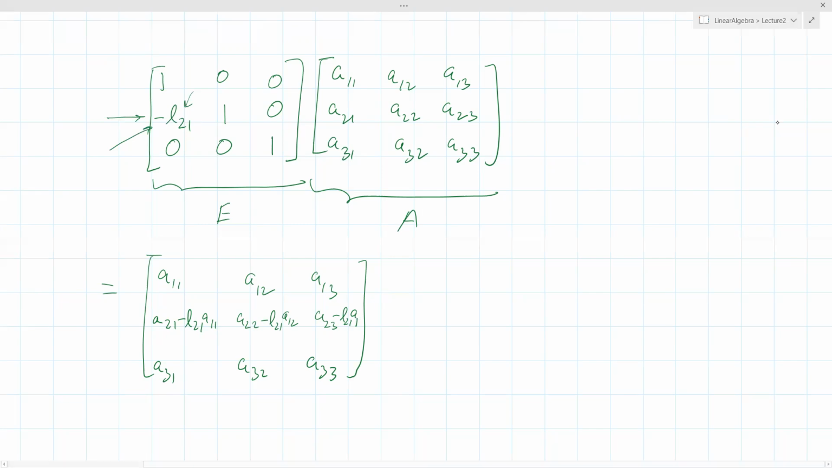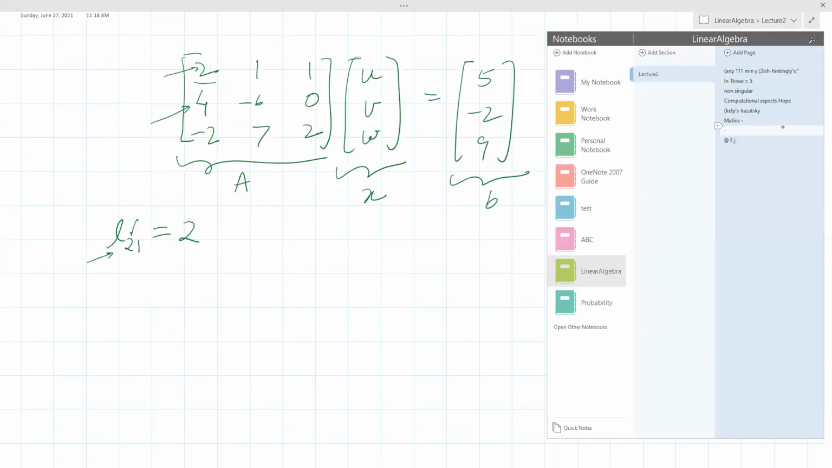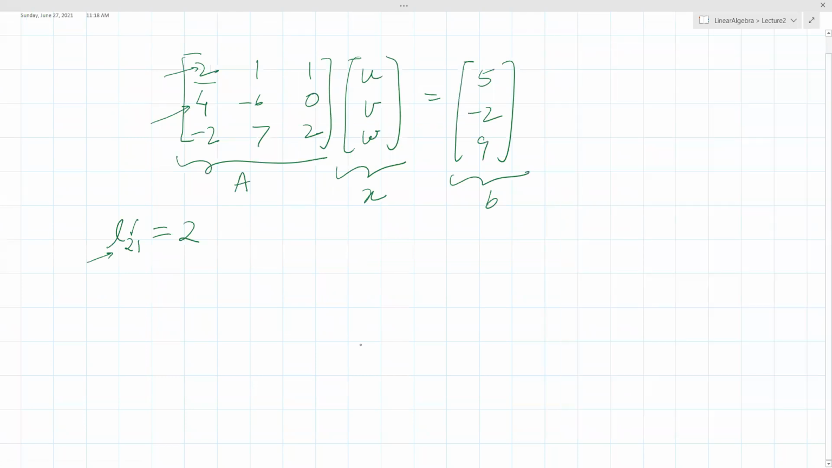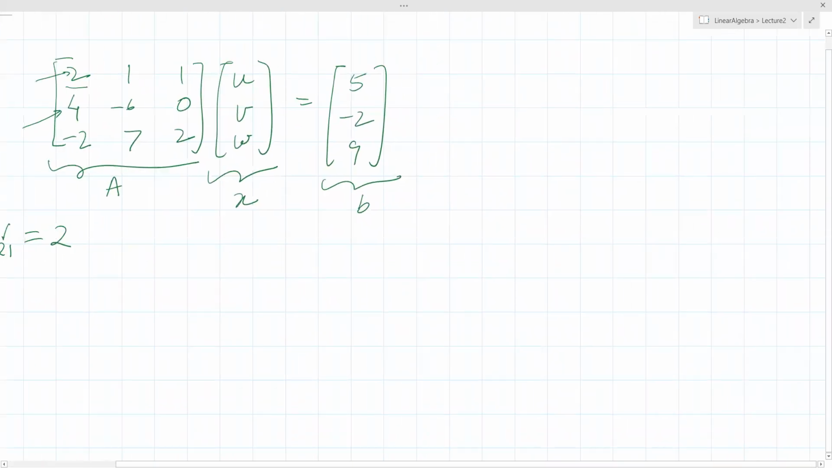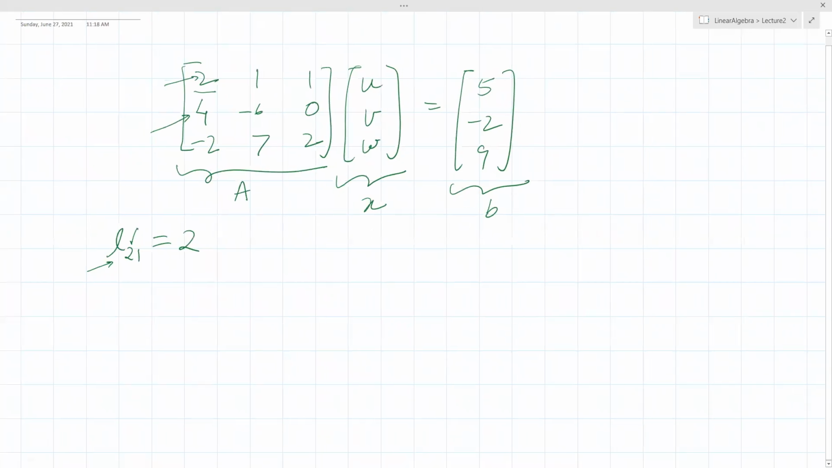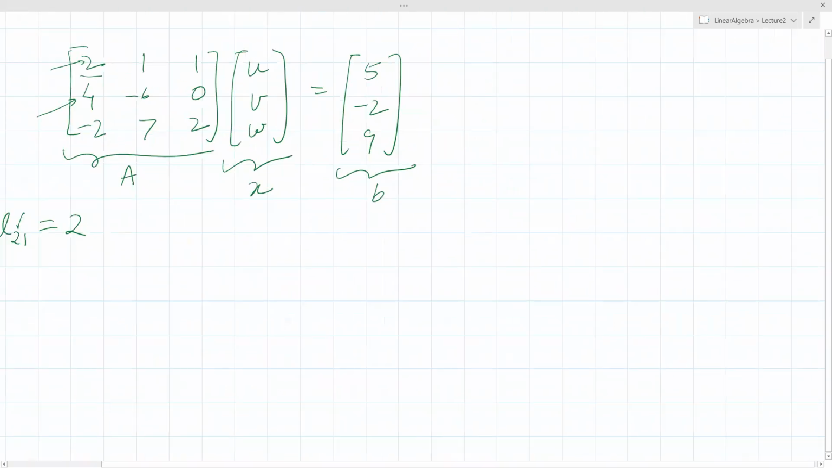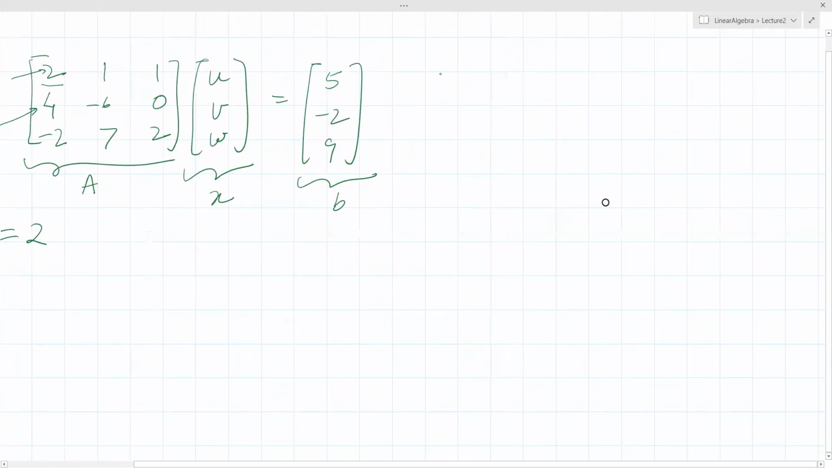So let us move back to our previous equation. Let us call the matrix that we just did as matrix E. What is matrix E? Matrix E is equal to 1, 1, 1, 0, 0, 0, and minus L21.